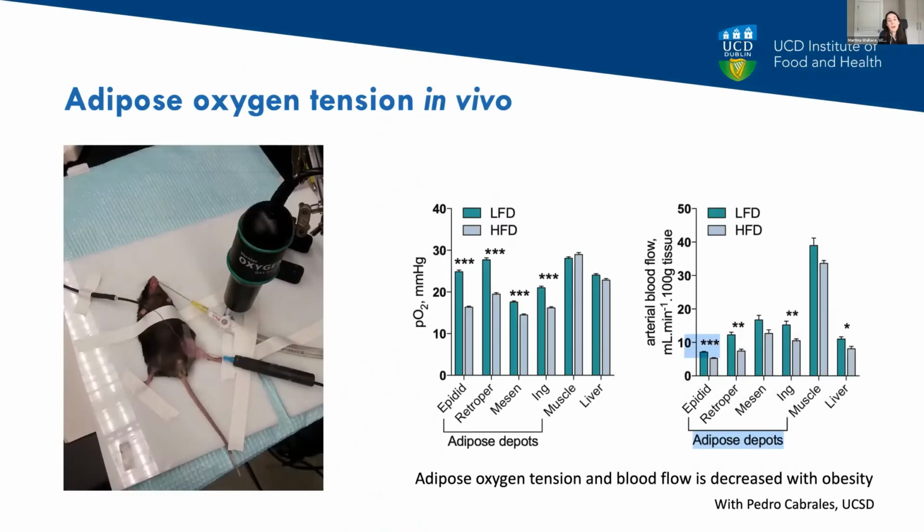So then what happened to oxygen levels in these tissues? Well, we worked with Pedro Cabrales in the bioengineering department, and we looked at oxygen levels in a range of different adipose depots, and we found that these were decreased. And this has been shown by a number of other labs before as well. And we also found that blood flow to the adipose depots, or to most of the adipose depots, was also decreased by a high-fat diet.